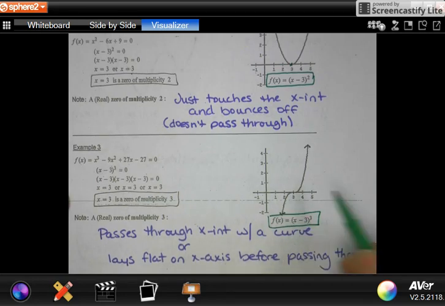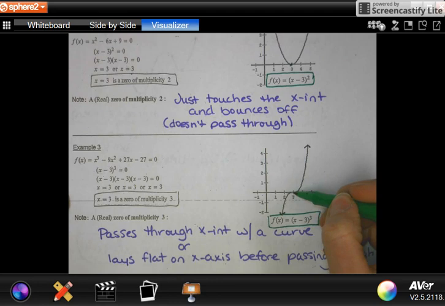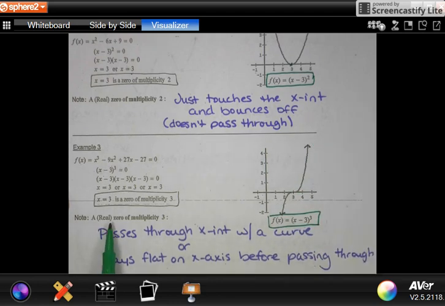our 0 is still at 3, but because it's to the third power, the graph is going to approach it, lay flat at the 0, and then pass through. So we say that a real 0 of multiplicity 3 passes through the x-intercept with a curve, or it just lays flat before actually passing through. These are 2 definitions of what happens.